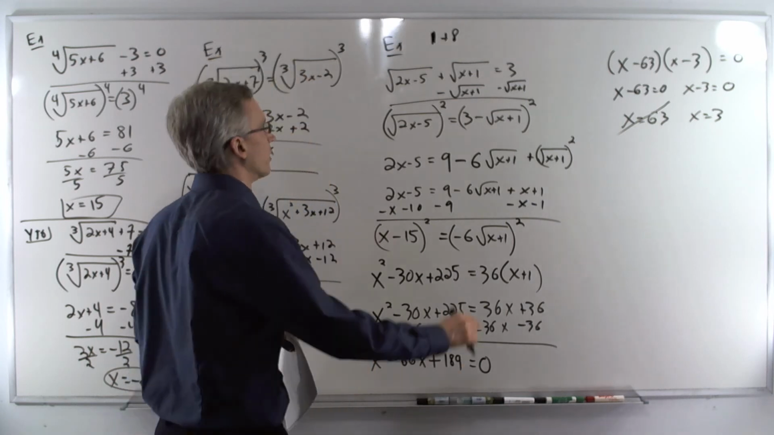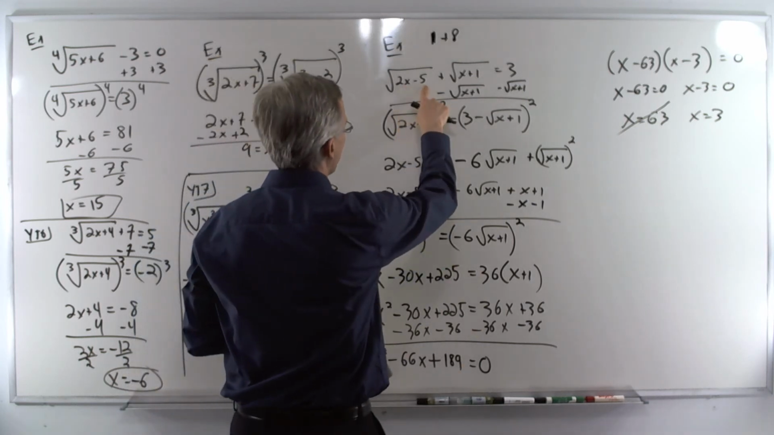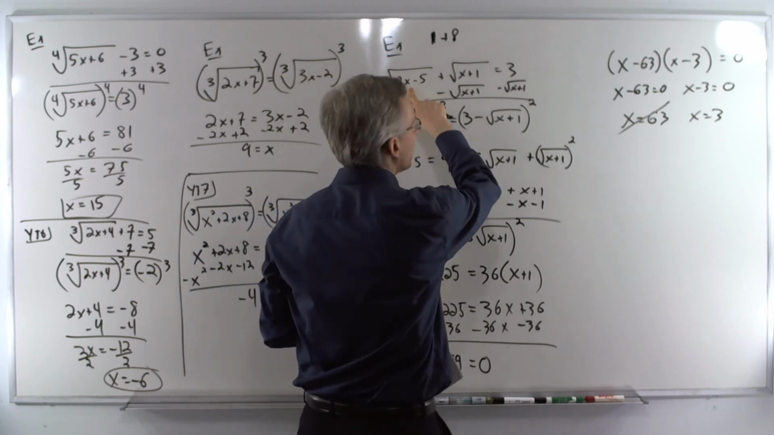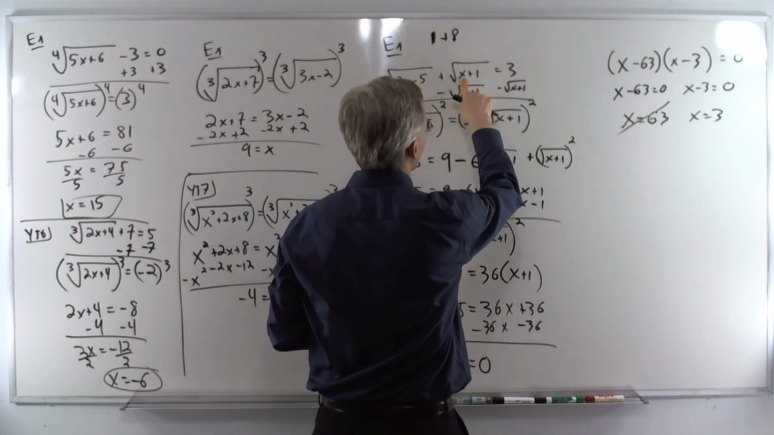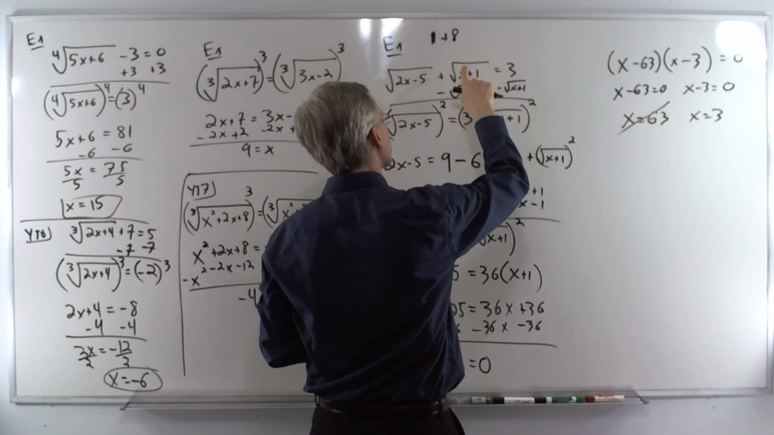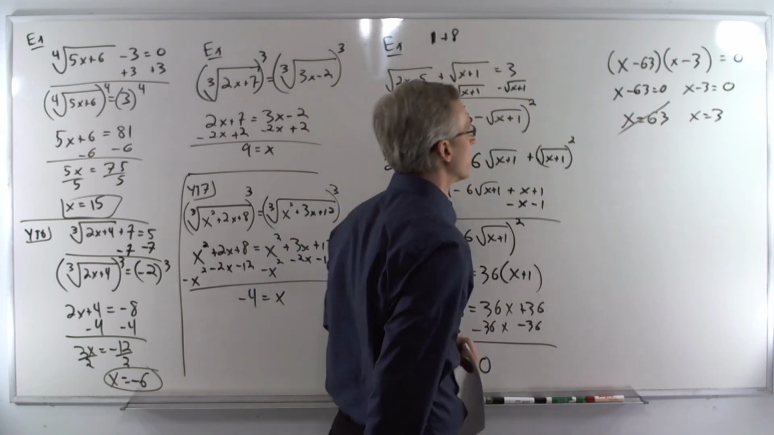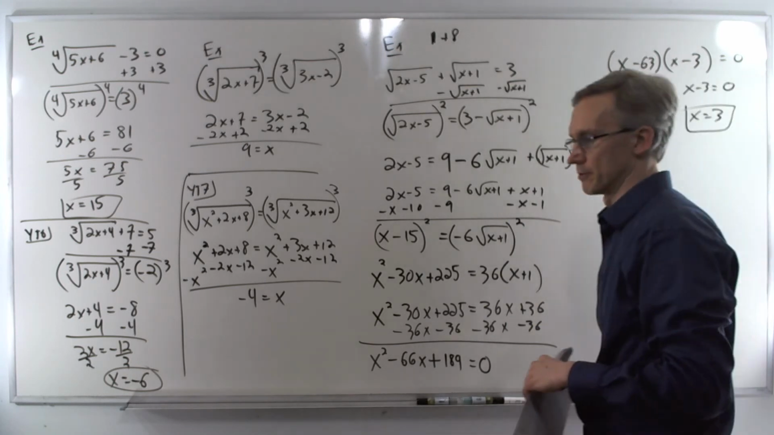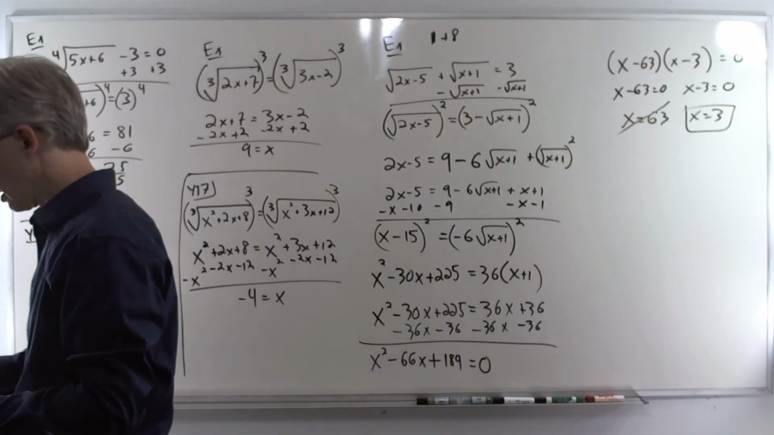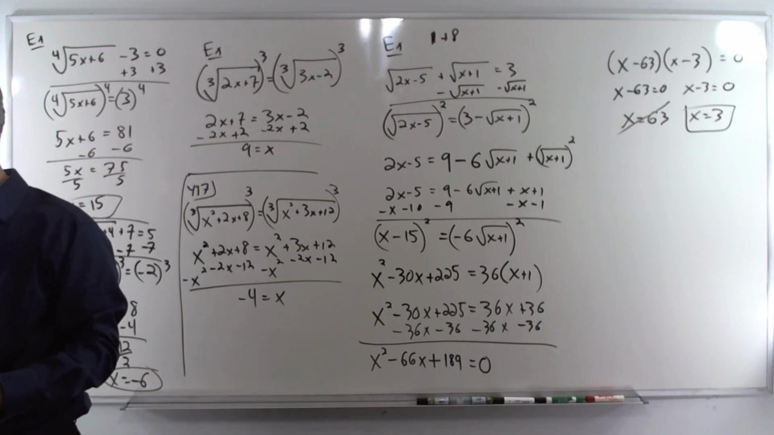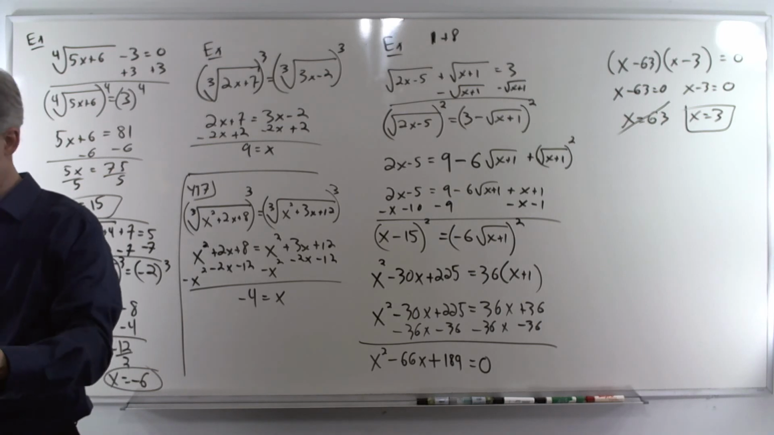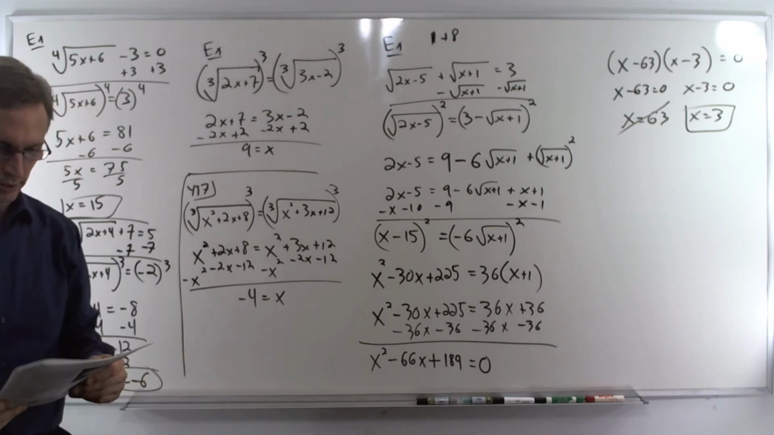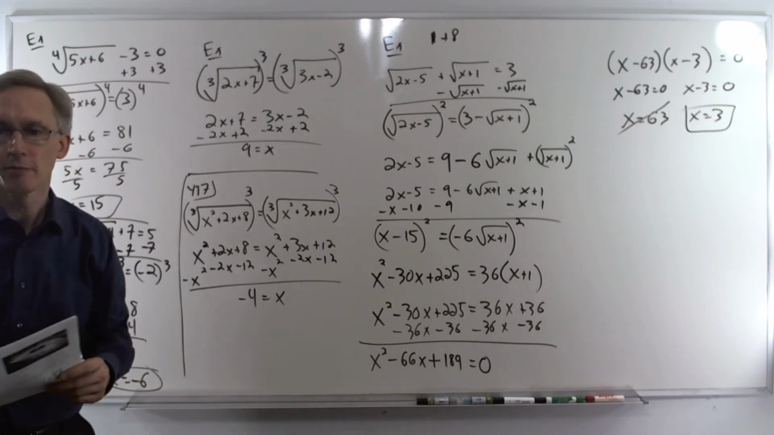All right, let's try 3. 2 times 3 is 6, minus 5 is 1, square root of 1 is 1. Over here, 3 plus 1 is 4, square root of 4 is 2, 1 plus 2 is 3. So this one works. X equals 3 is the real solution. All right, so pretty long one there. Give that a try with your term number 8.